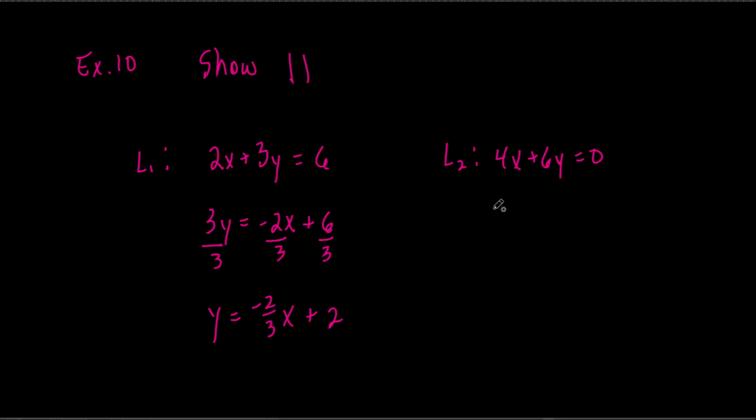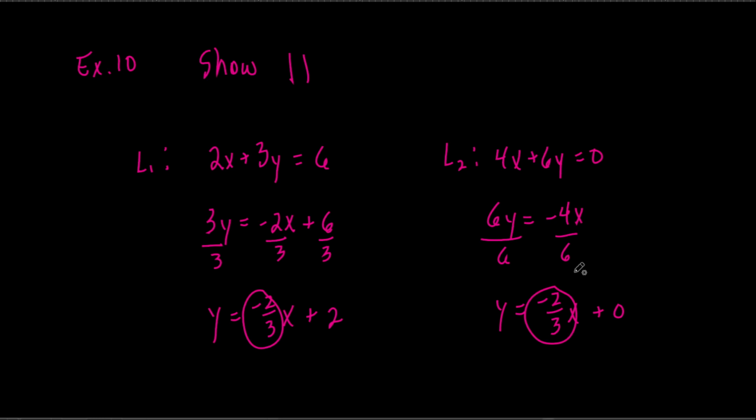So let's do the same thing. So 6y equals negative 4x. Divide by 6. Divide by 6. Reduce 4/6. That's negative 2/3 x. It's plus 0. Again, it doesn't matter what our y-intercept is for this particular problem. We don't care. All we're looking at is the slope. So what's the slope of this one? It's negative 2/3. What's the slope of this one?